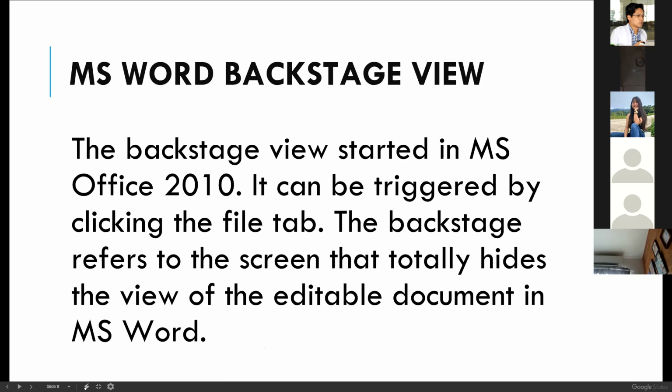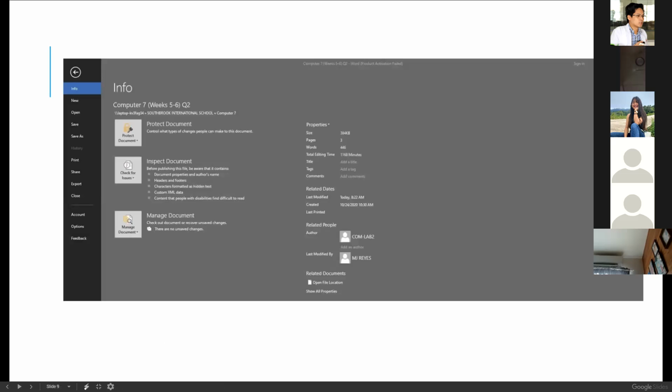MS Word Backstage View. Okay? The Backstage View started in MS Word, or MS Office 2010. It can be triggered by clicking the File tab. The Backstage refers to the screen that totally hides the view of the editable document in MS Word, just like this one. Okay? Have you seen this one? This is actually the Backstage. Okay, you can see the info. You can actually make the document.